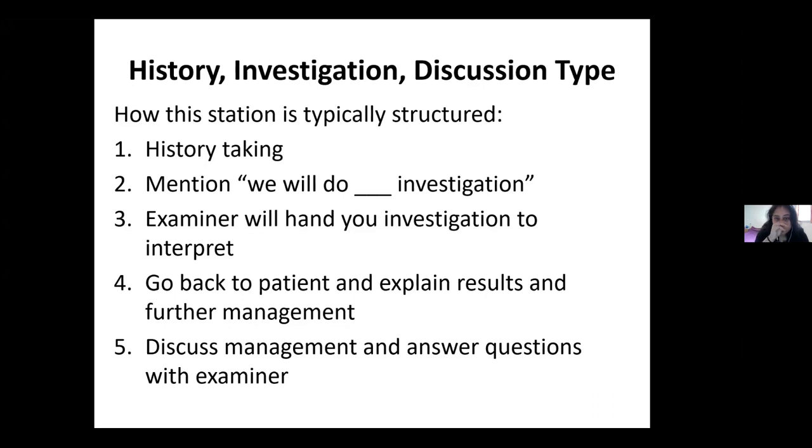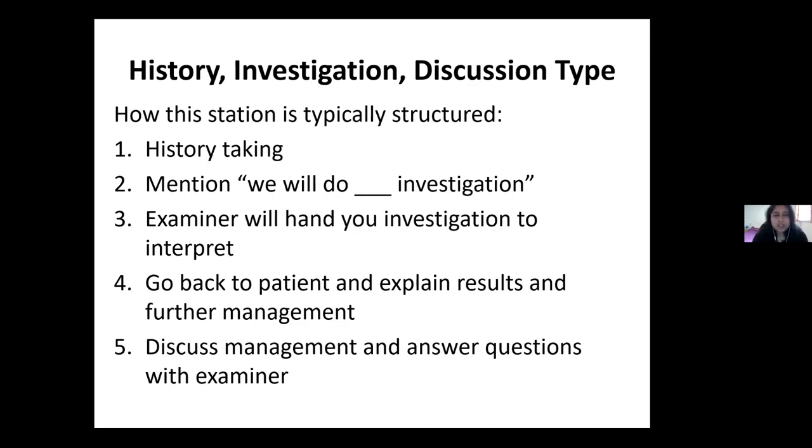Once you are done with the interpretation, what I always like to do is verbalize every single thing I do in those stations, because the examiners are not mind readers. They are more likely to score you appropriately if it is very obvious what you're doing. If you're looking at blood results, you say, okay, the pH is high, the lactate is high, the bicarb is low, things like that.